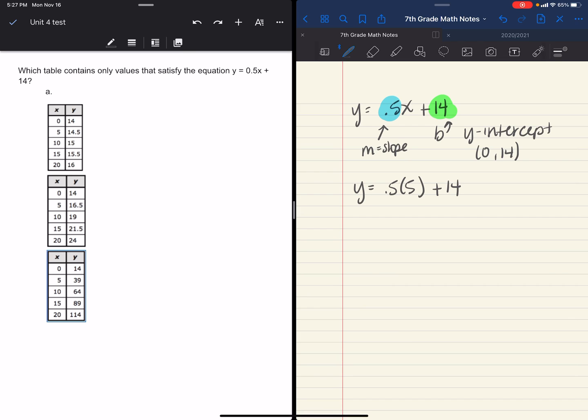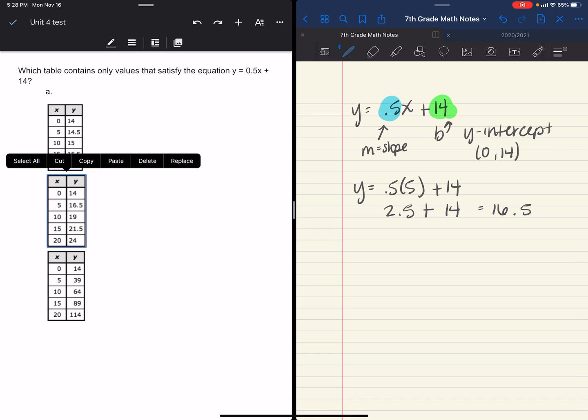Off the bat, 0.5 times 5. Well, we all know 5 times 5 is 25, so 0.5 times 5 is 2.5, plus 14. When it comes to decimals and I'm trying to do mental math, I like to think of money because it's the easiest way to get my head wrapped around the decimal. So if I have $2.50 plus $14, then I would have $16.50. Already that eliminates my A and C choices, which just leaves me with B. But you guys know I'm going to try another number just to make sure.